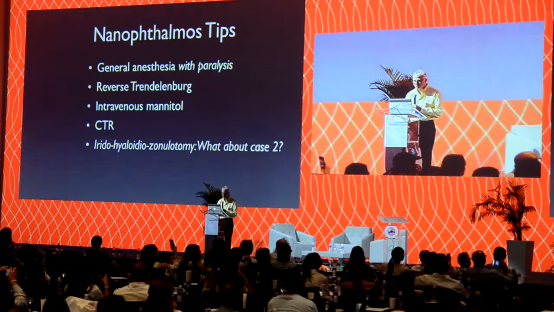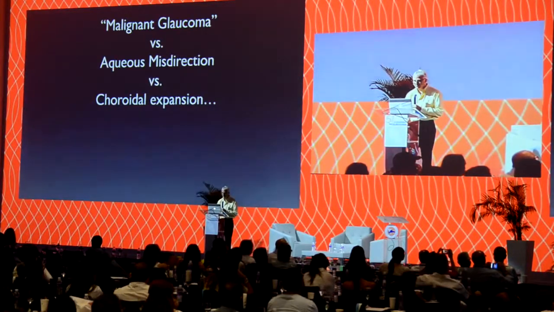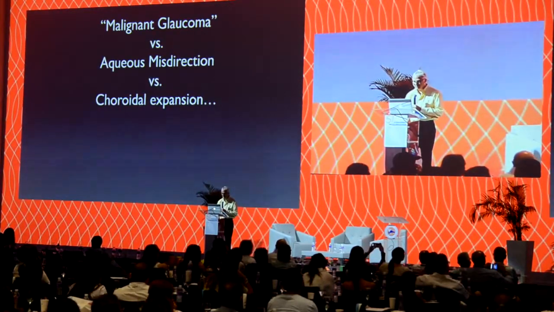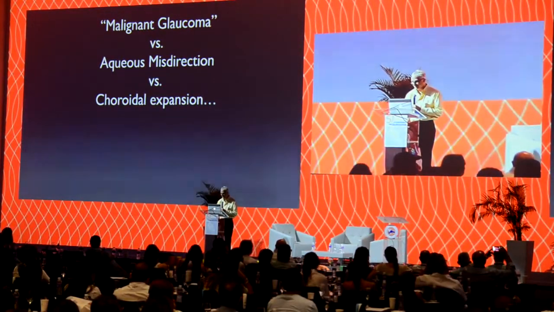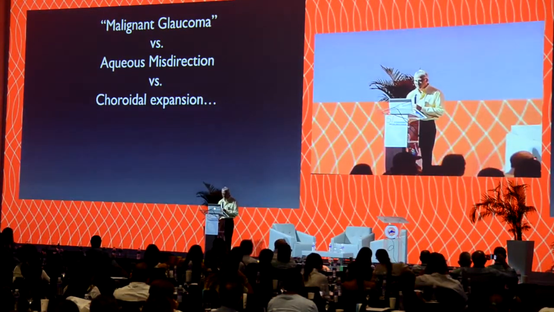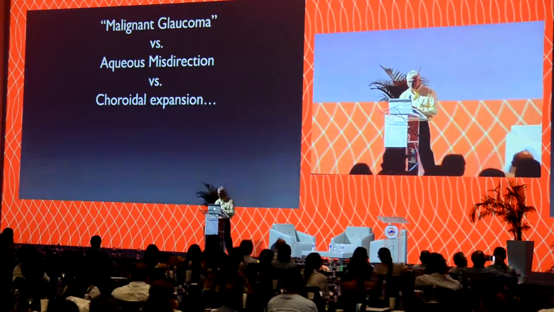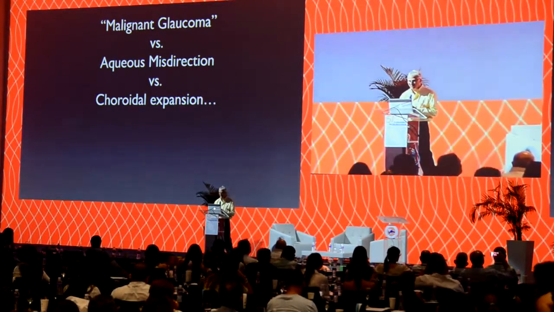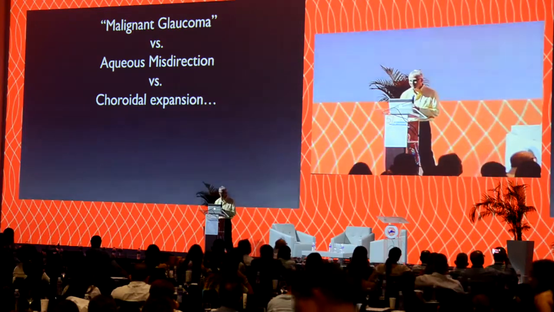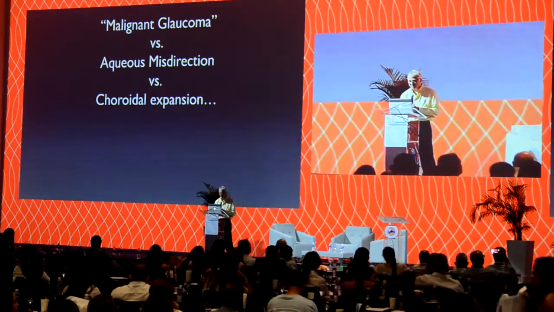What happened in case 2? Well, we actually had a 6-hour zonular dialysis in case 2, so there was already a nice opening there. We didn't need to put one in, right? Always thinking about what's different about every case. But I do agree with Ike that the iridohyloideo-zonulotomy is a really good way to prevent this thing, which might be called malignant glaucoma or aqueous misdirection.